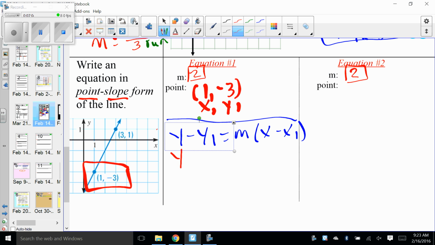So that's y minus, the y1 value is -3. My slope is 2. If I'm going too fast, go ahead and pause that video. The x is a stop sign, and the x1 value is 1. Go ahead and take a look at that. Plug everything in, make sure everything's in good shape there.